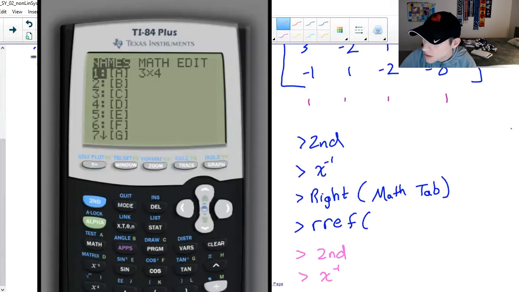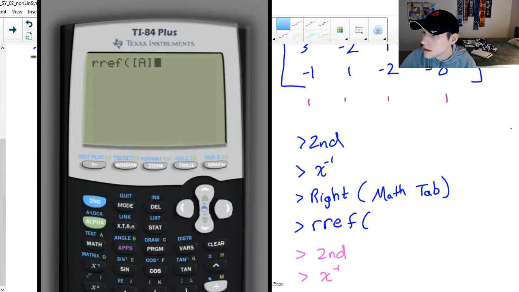And now I just want this matrix A. So I don't even need to click anything more besides either click 1 or click enter right here. So I'll just click enter. So that matrix A is inside of the RREF. Mine showed up below the matrix and not on the main page.